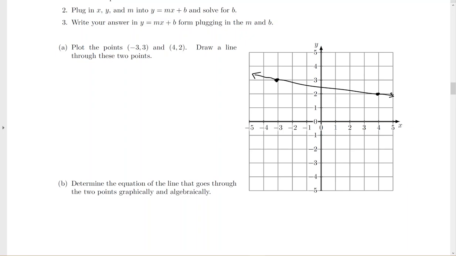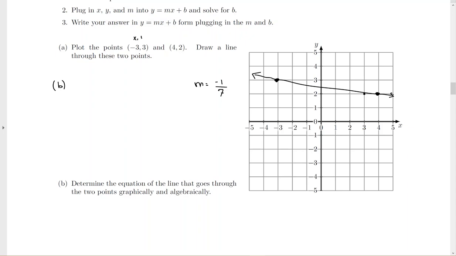So for part B, determine the equation of the line. I'm just going to do this up here, so I've got a little more space up here. I need to find the slope first, so I can do it a couple of different ways. I could start here, count down 1. So I went down 1, and then over 1, 2, 3, 4, 5, 6, 7 to get to the point. Or I could use the slope formula.